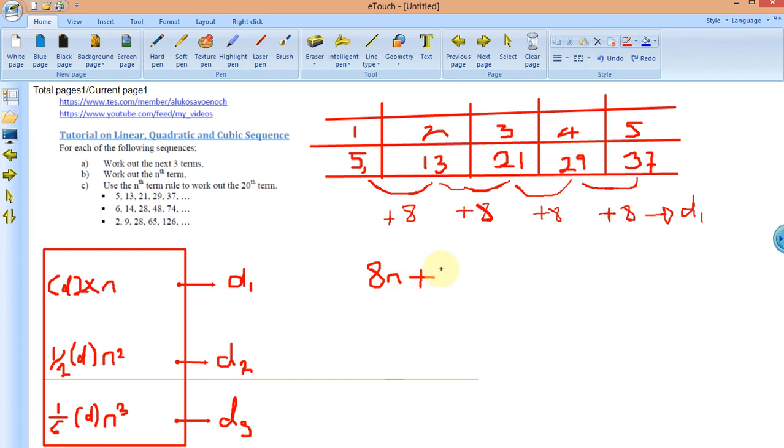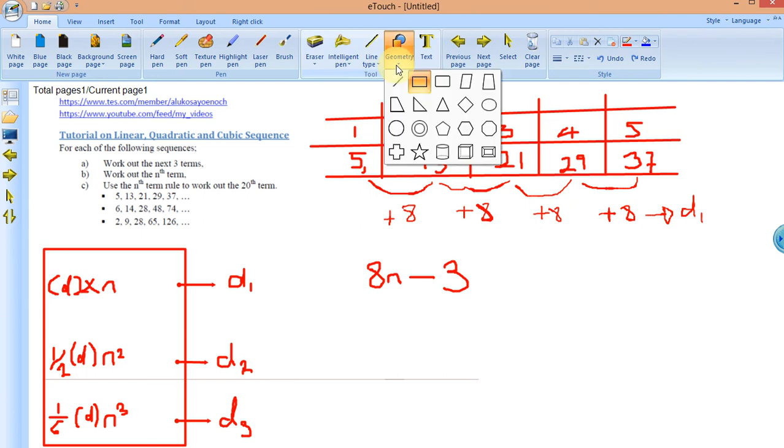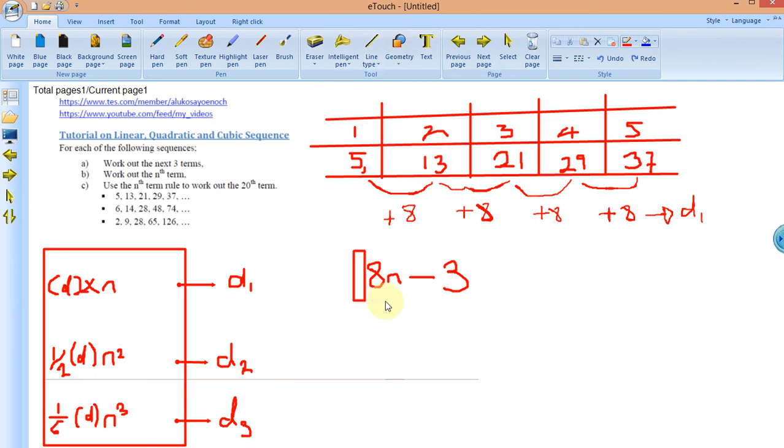So we can confirm if this formula is right. What can you do to 8 to get 5? Is that plus 3 or minus 3? So minus 3. 8 minus 3 will give me 5. So the nth term is 8n minus 3.